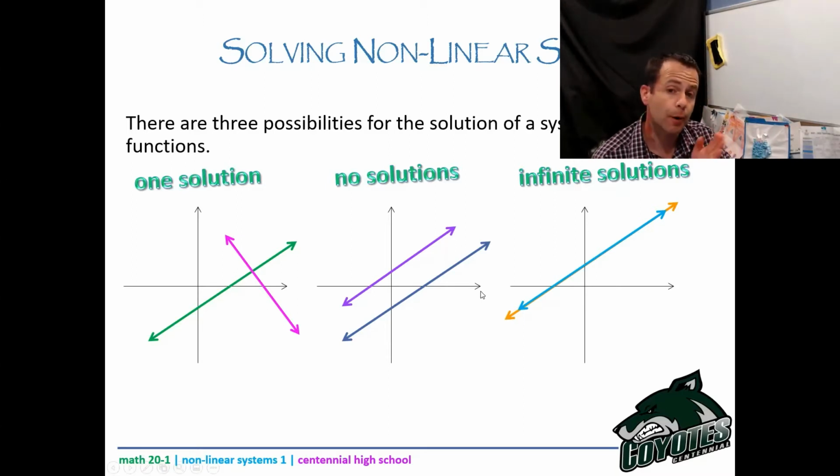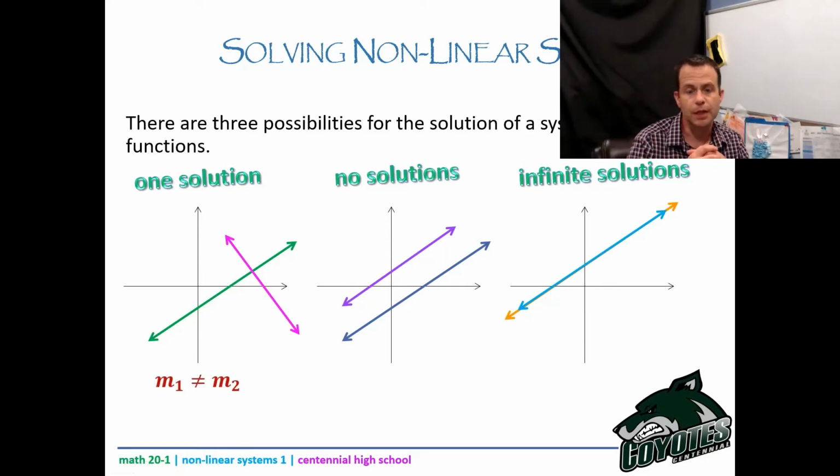So I promised you we were going to compare the slopes and the y-intercepts, so I have that below here. If I have one solution, essentially the slopes are different, okay? It doesn't matter about the y-intercepts. They could be the same, they could be different, but the slopes are different if I have one solution.